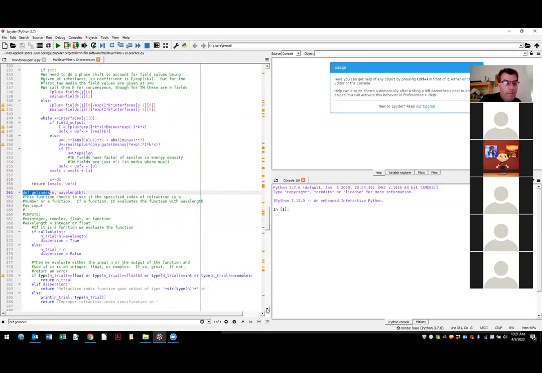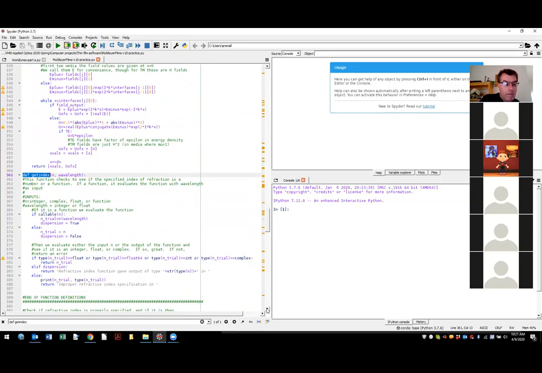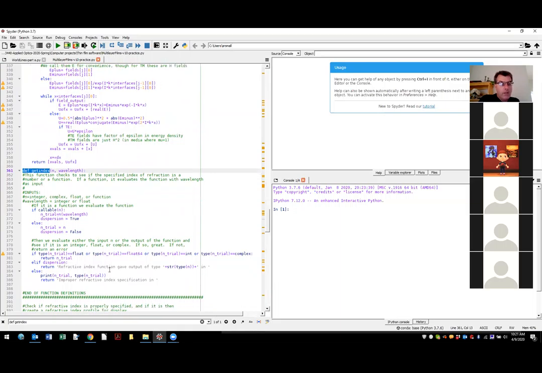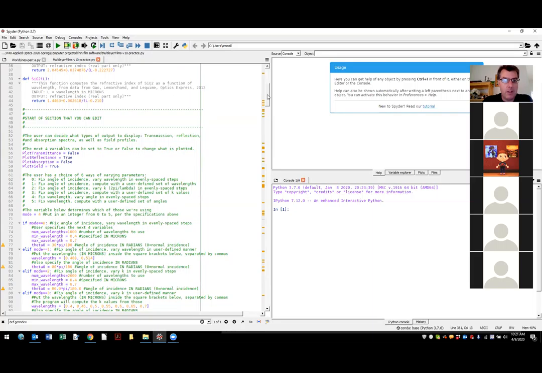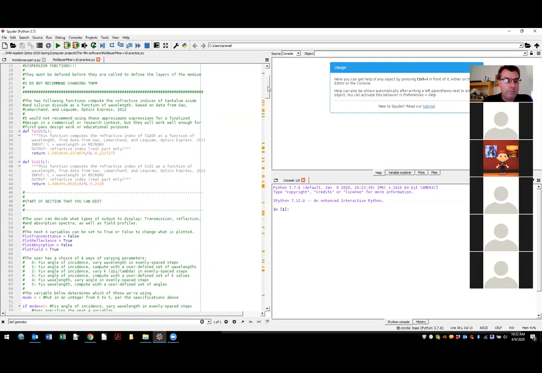All right. If it's callable, there it is. If it's something that's callable, then it takes the index and tries to call it as a function. And if your index is 1.47, well, that's not a function. But if your index was the name of a function available up there, like SiO2 or Ta2O5, then it works with that. But that was very much an unnecessary aside. I apologize. Okay.